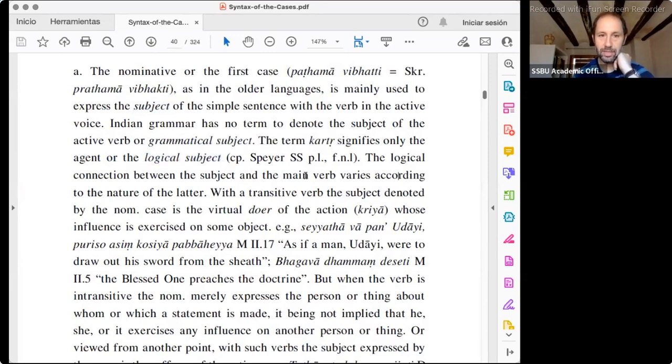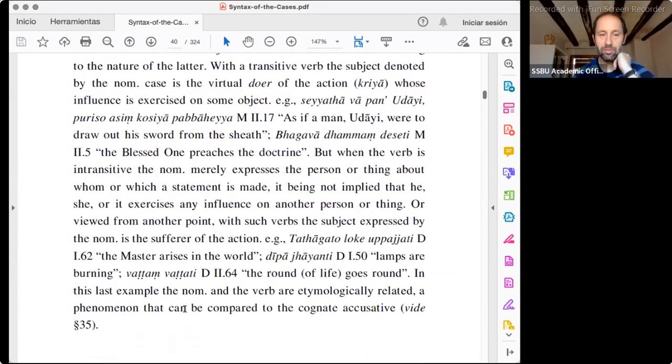The logical connection between the subject and the main verb varies according to the nature of the latter. With the transitive verb, the subject denoted by the nominative case is the virtual doer of the action, of the kriya, that is the verb, whose influence is exercised on some object. For instance, seyyathāpi Udāyi puriso asiṃ kosyā pabbāheyya, and that means, as if a man, Udayi, were to draw out his sword from the sheath. And so here asim is the object and puriso is the agent of the action pabbaheya. A man would draw out the asi, the sword, from the sheath.